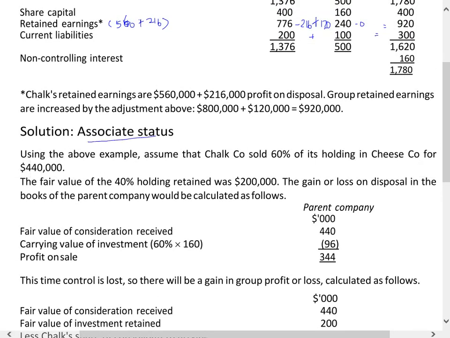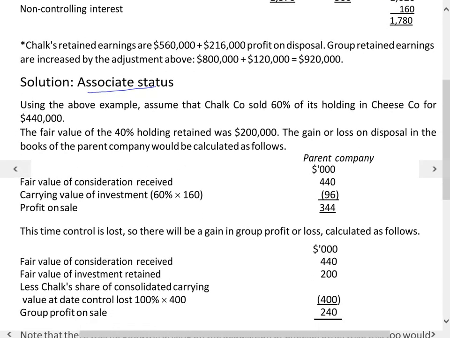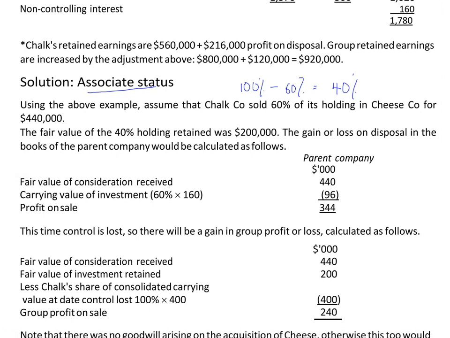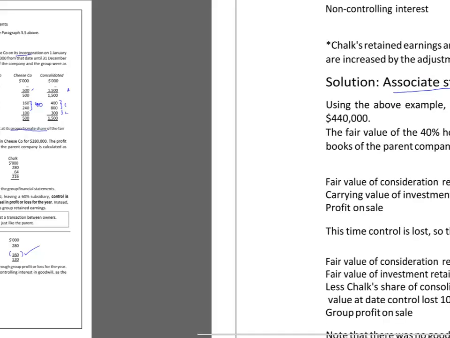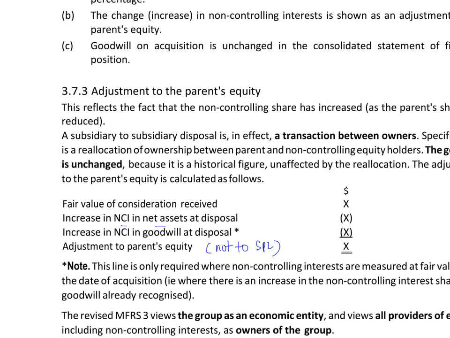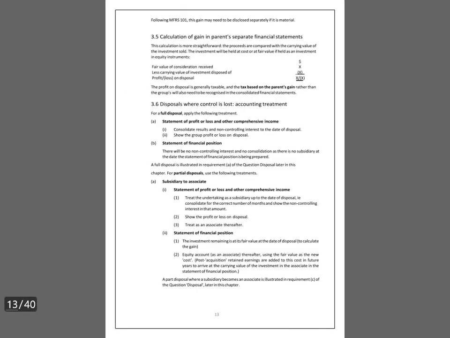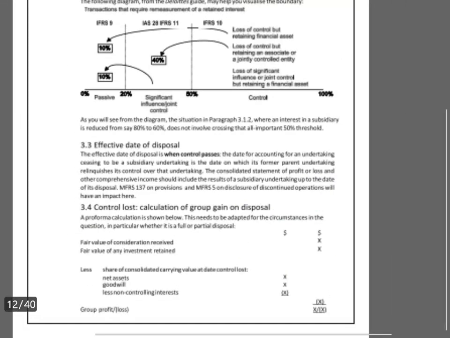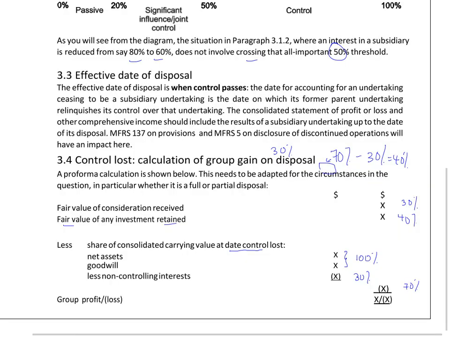Associate status. Using the above example, assume that the parent sold 60%. 100%, sell off 60%, I left only 40%. Do I use this format? Do I use this? No. Which one should I use? Ah, this one. Can you differentiate now?